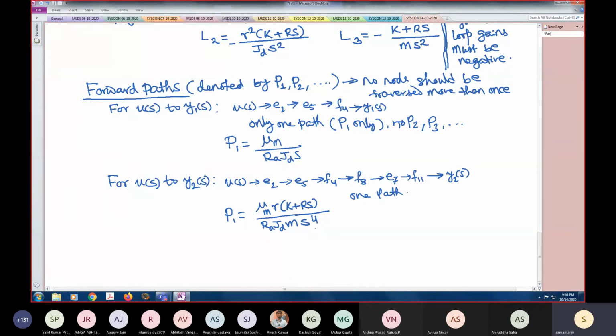Now I will write something very important. It's called graph determinant. Sir, what happens if there are more than one path without loops? Yes, what happens? There can be more than one path, no problem. In that case you will write P1, P2, P3 like that. Okay, so there can be more than one path.